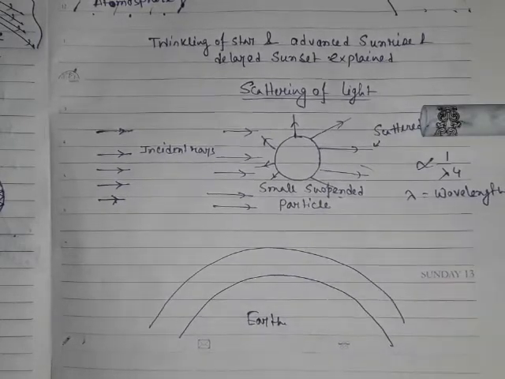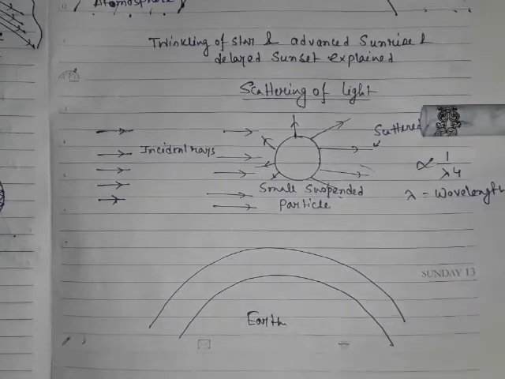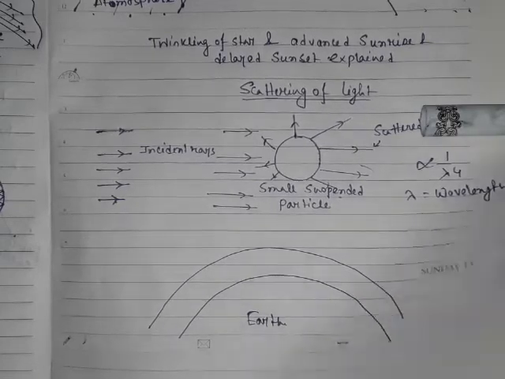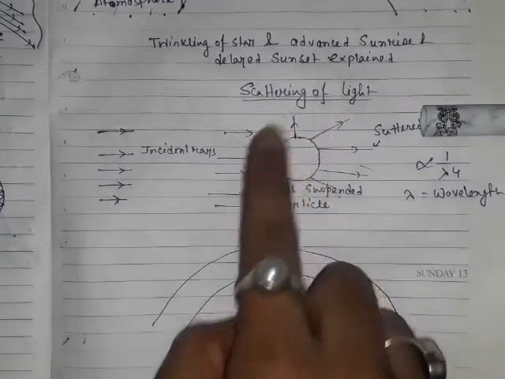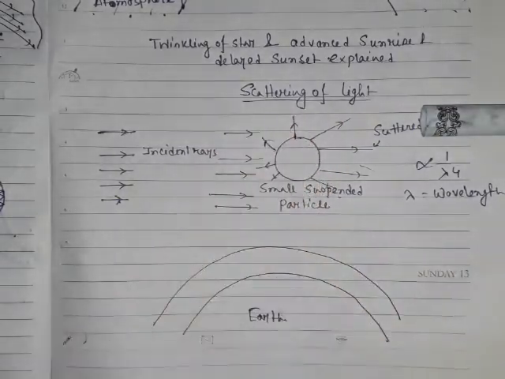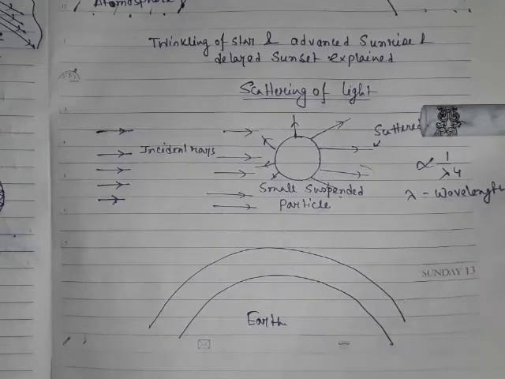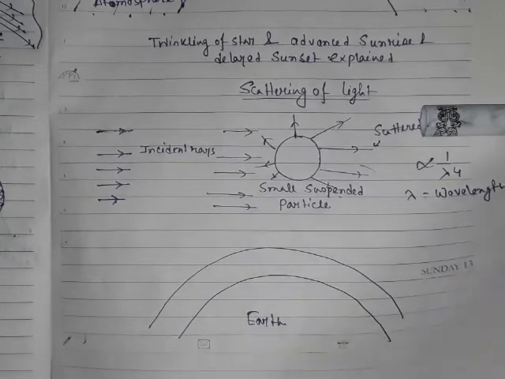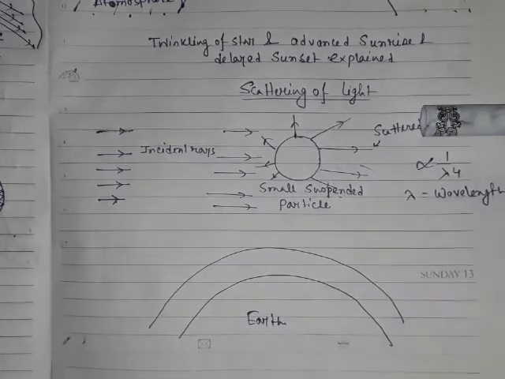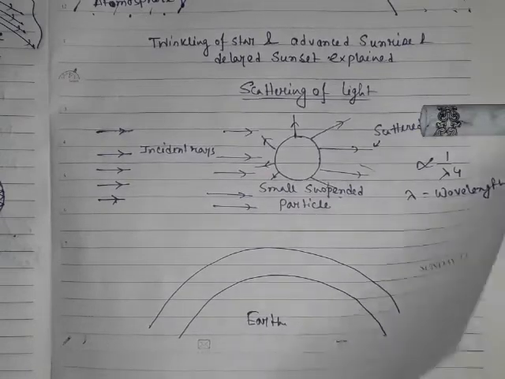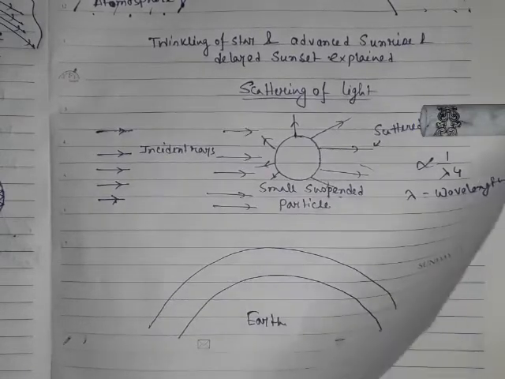That means red light will scatter less, it is not going to scatter in all directions, it will always like to go in its own direction. Okay, so that is scattering. That is the reason behind using red light in danger signals.